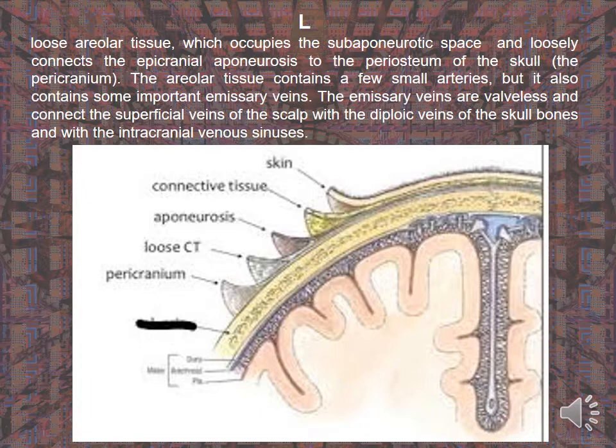So there is a connection between the intracranial venous sinuses and the extracranial superficial veins of the scalp via the diploic veins. These diploic veins are a route for the transmission of microorganisms from outside to inside. So it is very important to keep the scalp in a healthy condition.